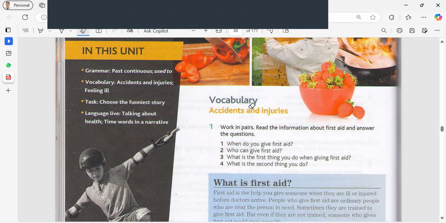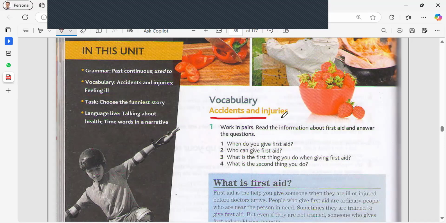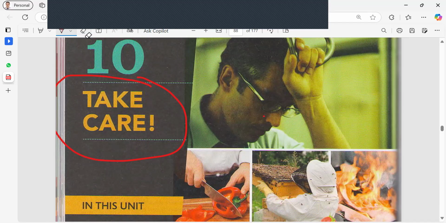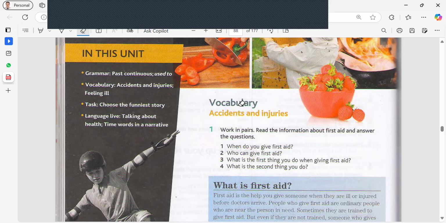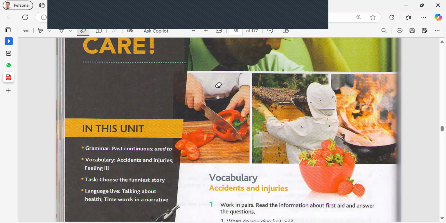Right? So for vocabulary, let's start with accidents and injuries. What does accidents and injuries mean? Yes, accidents and injuries. Exactly. Inshallah, God forbid we have accidents, but this is normal. You may have accidents at home, accidents at school, or anywhere you go, you might have an accident or mishap.